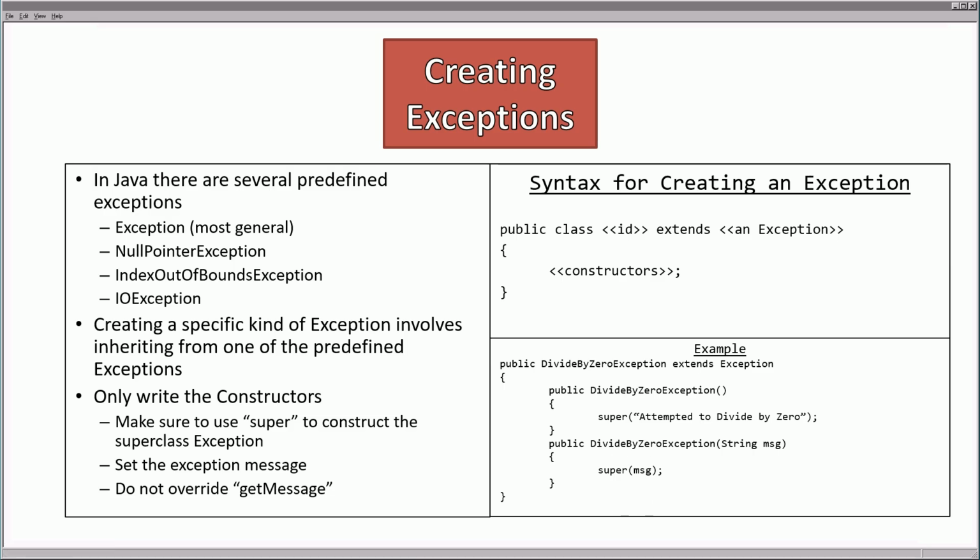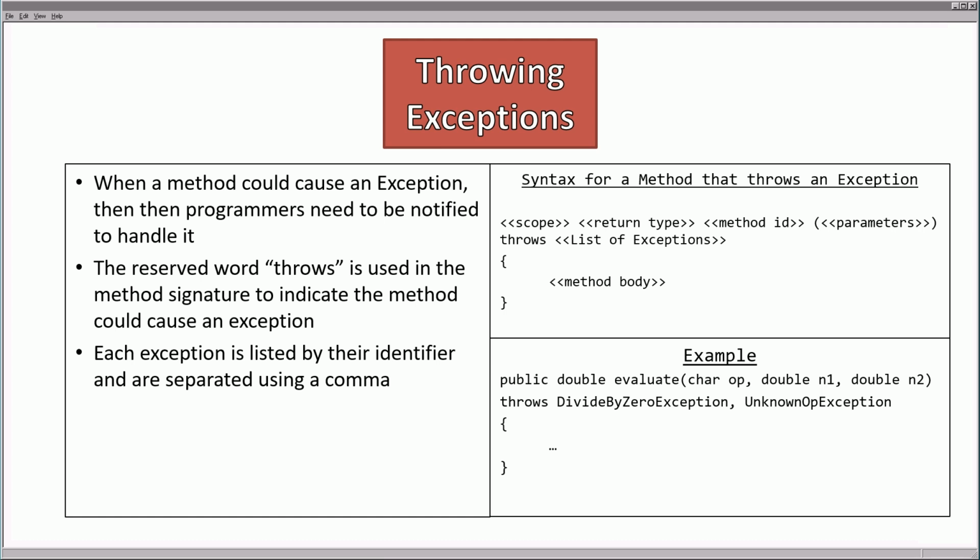The main idea to keep in mind is, if we are creating our own specific version of an exception in Java, we need to inherit from one of the predefined exceptions. From there, we also need to set that exception message. Now, in order to use these exceptions, we have to throw them. Whenever a method could cause an exception, then the programmers who might be using this method need to be notified that they need to handle this kind of exception.